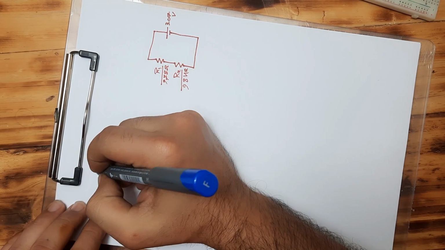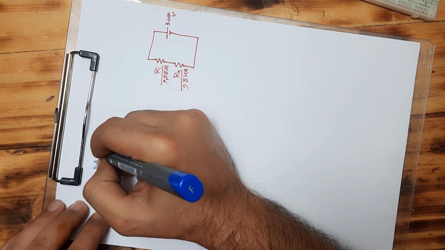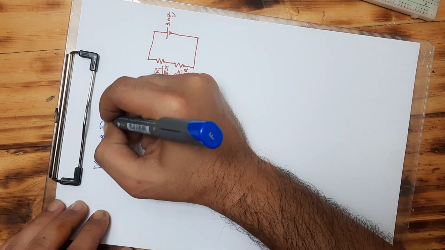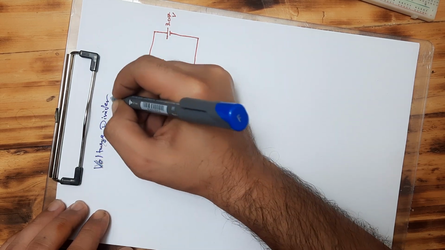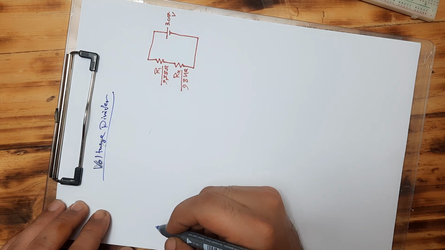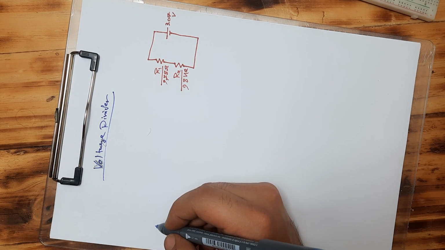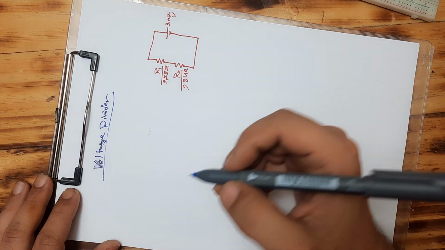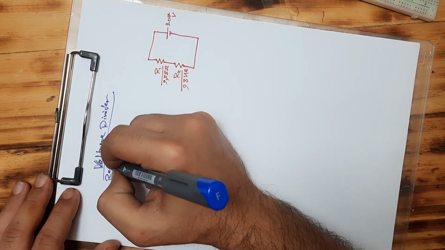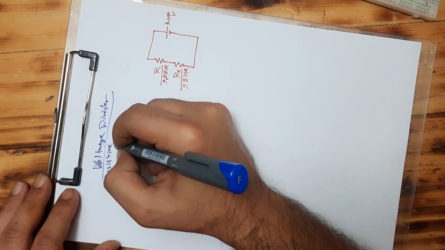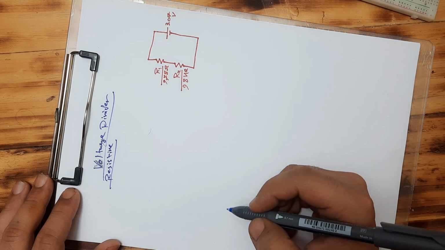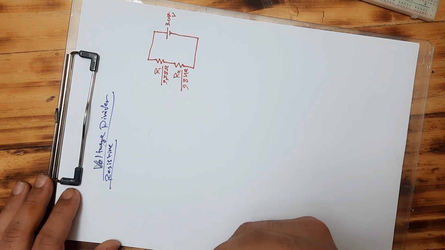So voltage divider. Right, now voltage dividers, they come in various shapes. One of them is called resistive, which is the one we are going to talk about here today. The other types I will be talking about in later videos.